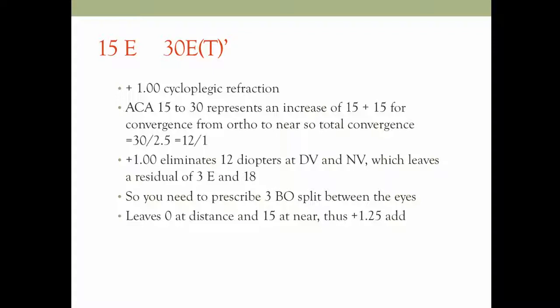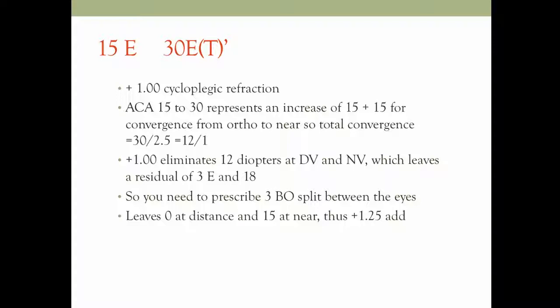If we prescribe the plus 1 at distance, that will eliminate 12 diopters at distance and near. So if we take that off of the distance, we end up having 3 of eso at distance and 18 prism diopters of eso at near. If we want to get rid of the deviation totally, then we could prescribe 3 base out split between the two eyes, combined with plus 1 at distance. So now we've eliminated the 3 of eso at distance. We've reduced the 18 of eso at near to 15.